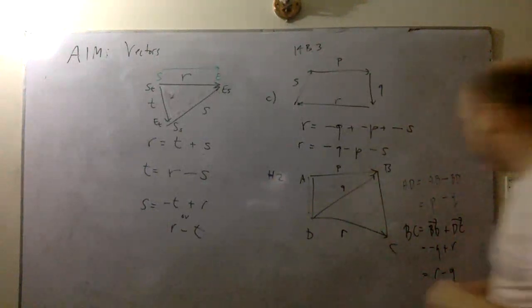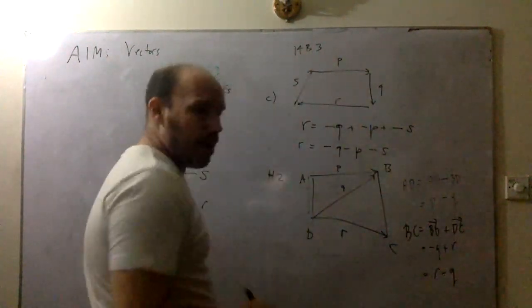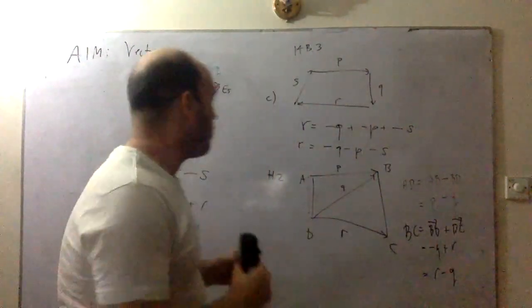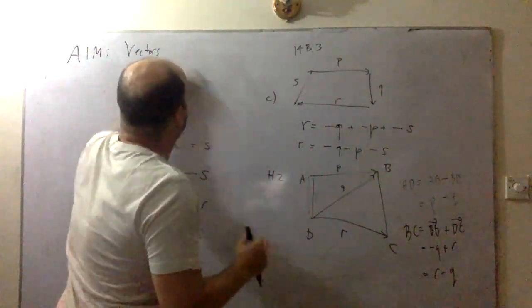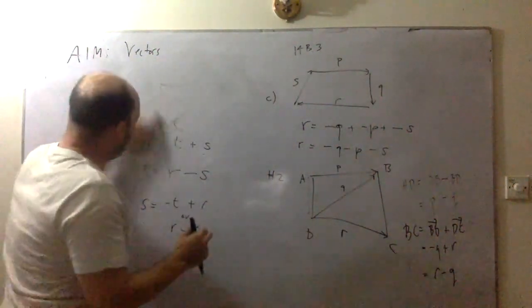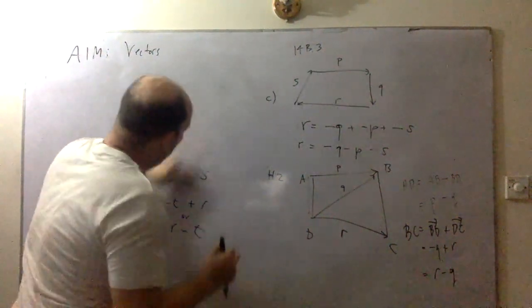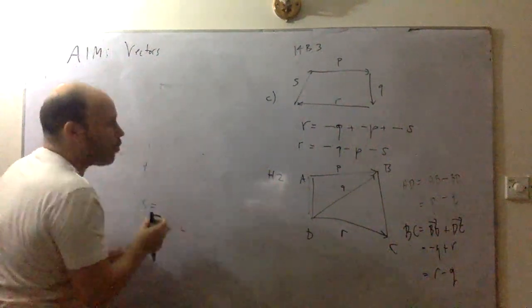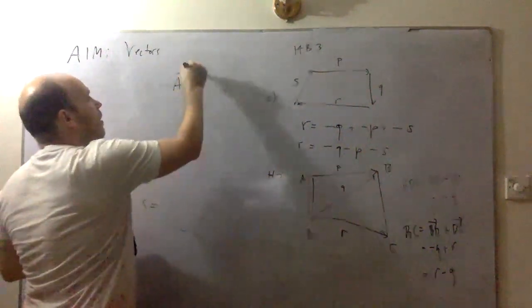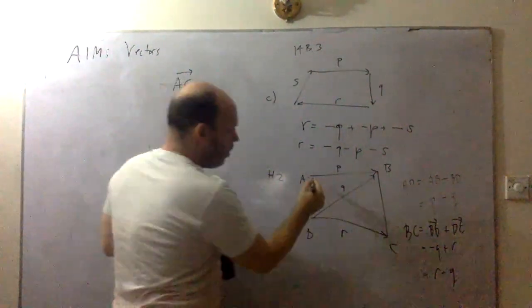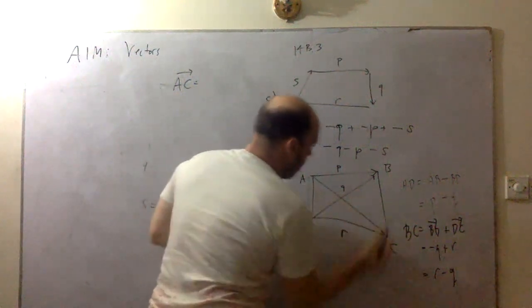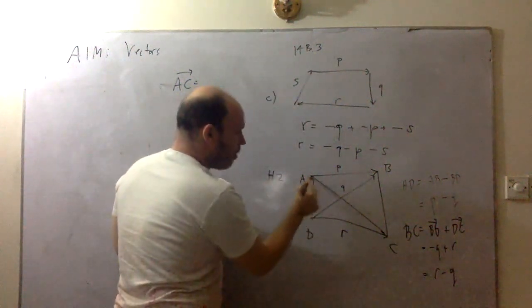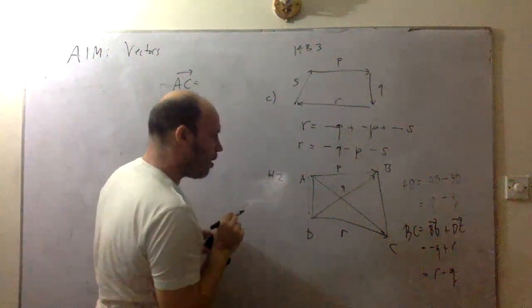AC, let's look at AC. Let me clean the board a little bit. This is really fascinating. Go through these slowly but surely. Take your time with these. Once again, this is math, it's not physics. So we're doing geometry. AC. What is AC? Let's see. We start here. What do you think?